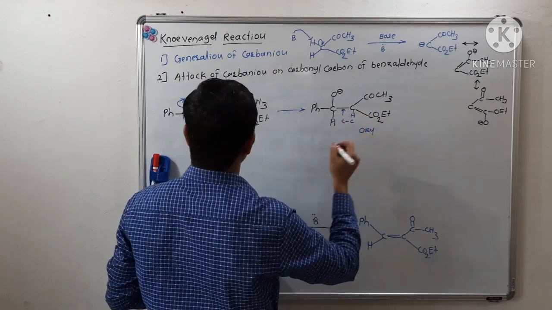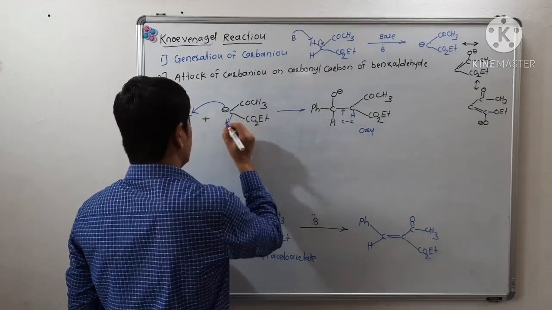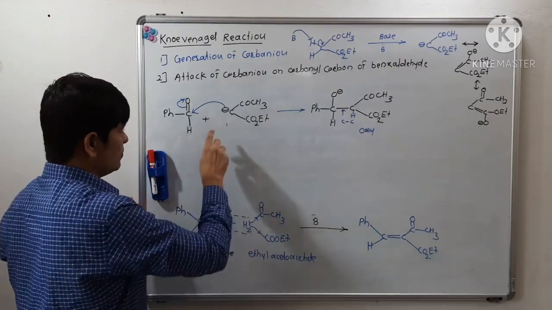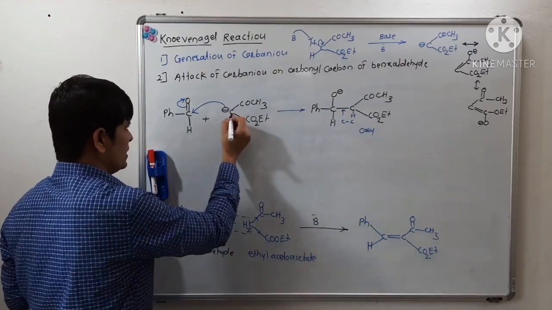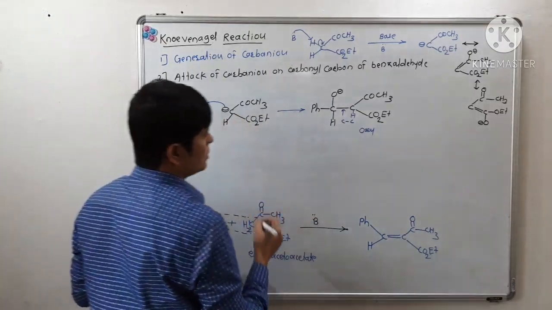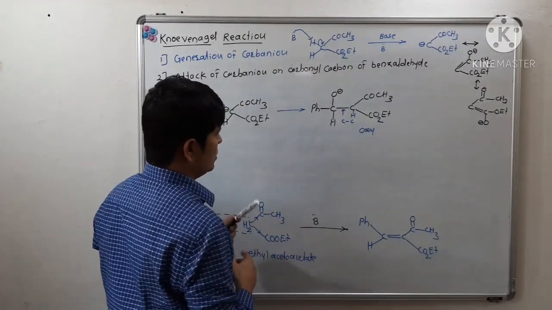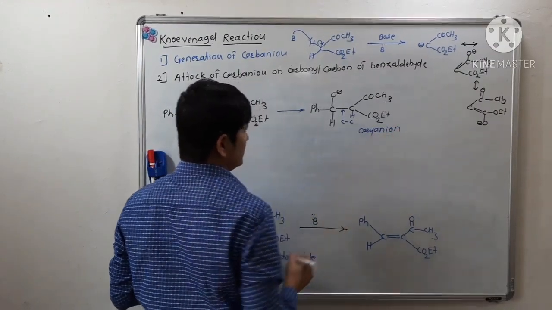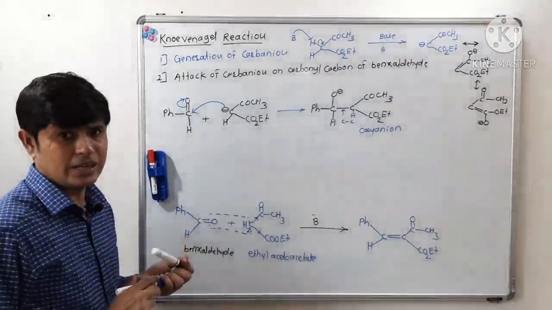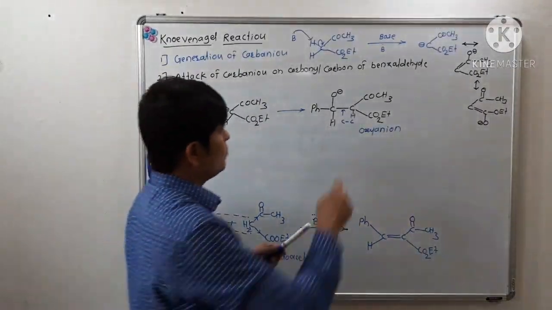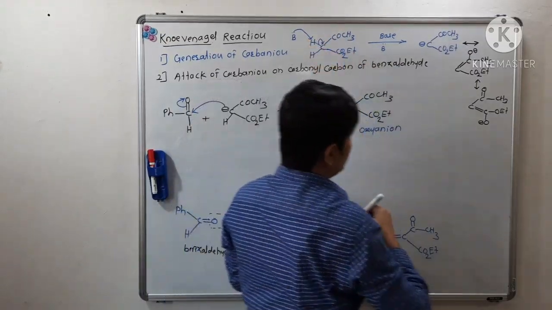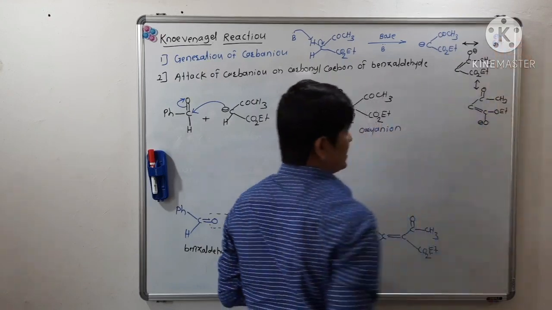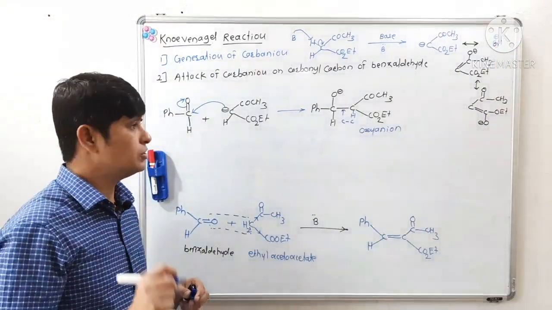There is one proton that I forgot to write here. As only one proton is abstracted, hence we can show that proton. So this is the oxyanion we will get. Now, when the base abstracts this proton, there will be a formation of a conjugate acid of the base, isn't it?